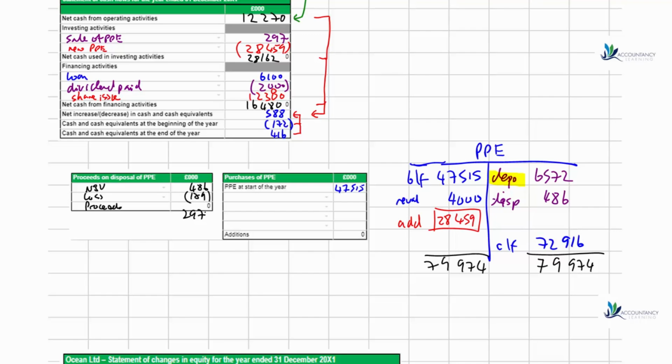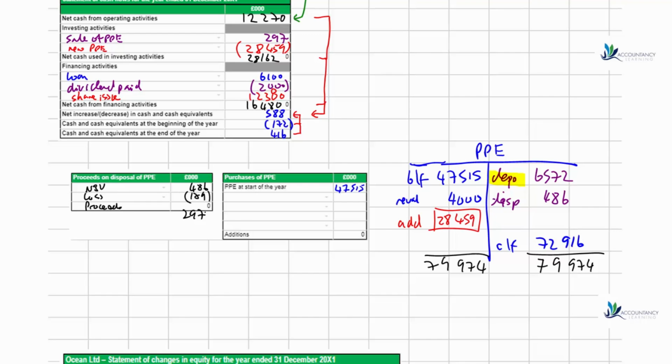So there's the table. But again, the table can be quite tricky to work out because that's not normally the way that we'd use those numbers. Normally we'd start off with our proceeds, take off the book value, and that will give us our loss. So the order of this can be a bit confusing.